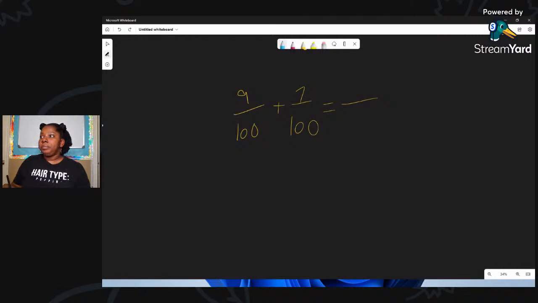All right. So we just add the numerators and the denominator stays the same.